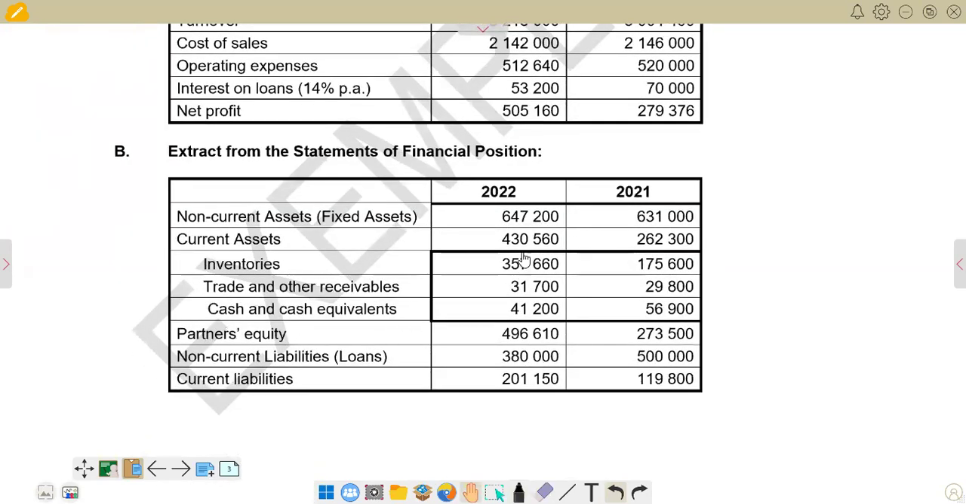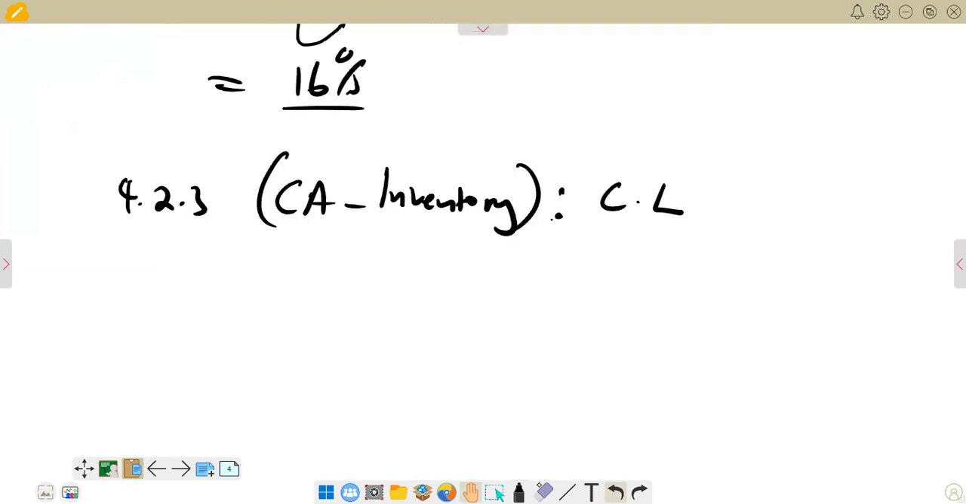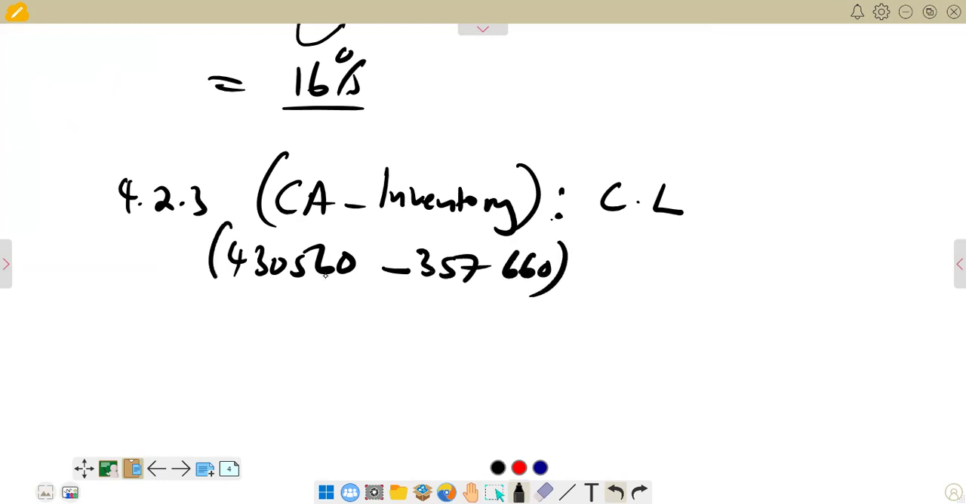You'll see that our current assets is 430,506, and we subtract our inventory, which is 357,606. Then the answer that you get, you make it as a ratio to current liabilities, which we have here as 401,150. So we are going to present it as such. Current assets figure is 430,406, subtract our inventory, which is 357,660, then make the answer a ratio to current liabilities, which is 401,150.